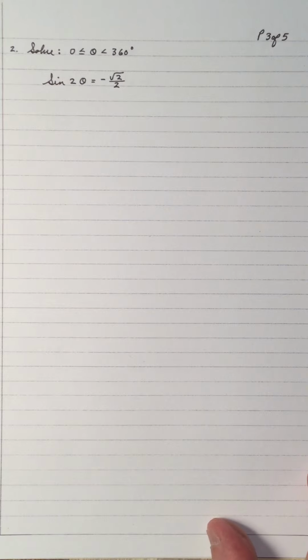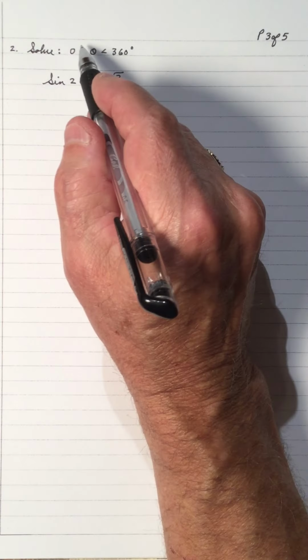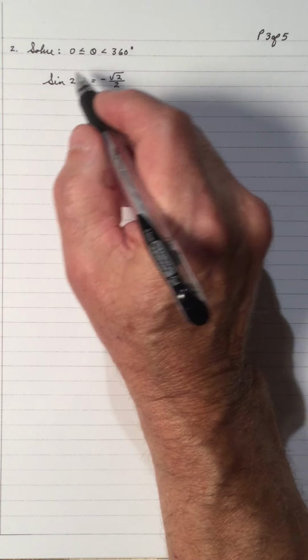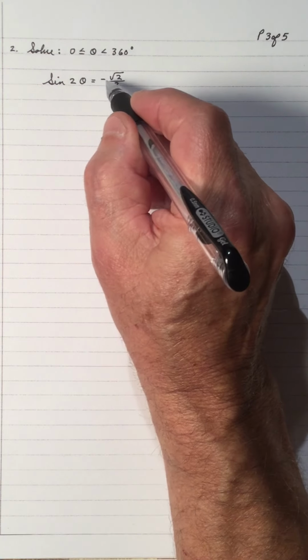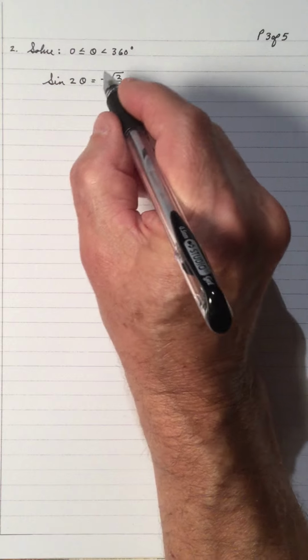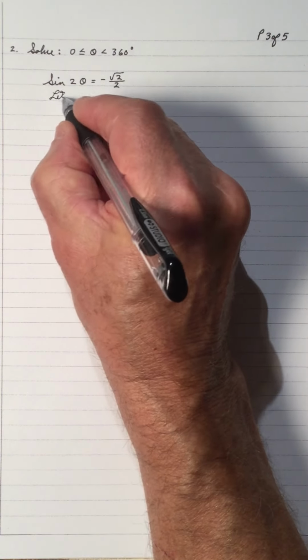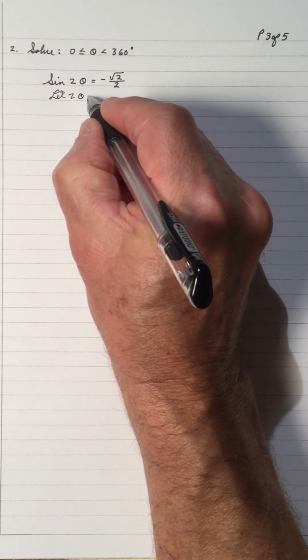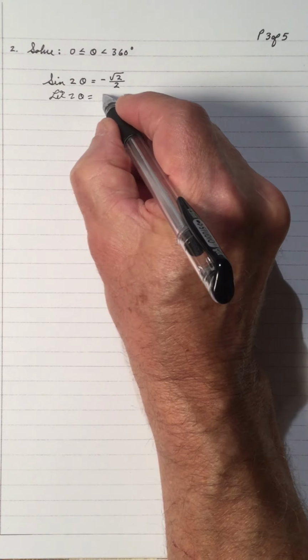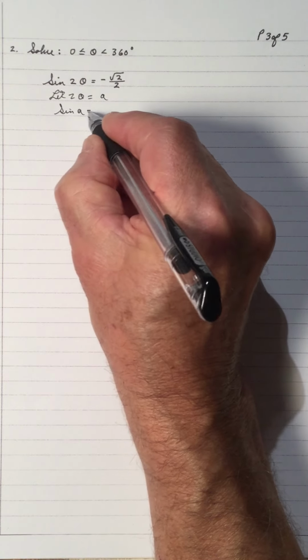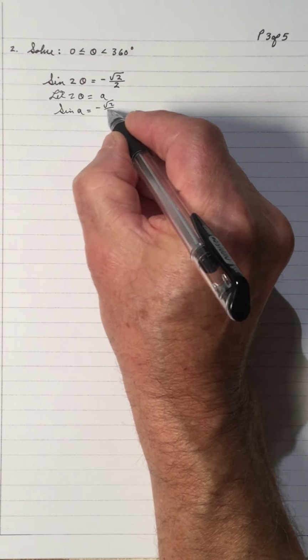Okay, let's do another one. Solve, again, 0 less than or equal to theta less than 360 in degrees. This time we have sine of 2 theta is negative root 2 over 2. So we'll let 2 theta be A. So we have the sine of A is negative root 2 over 2.